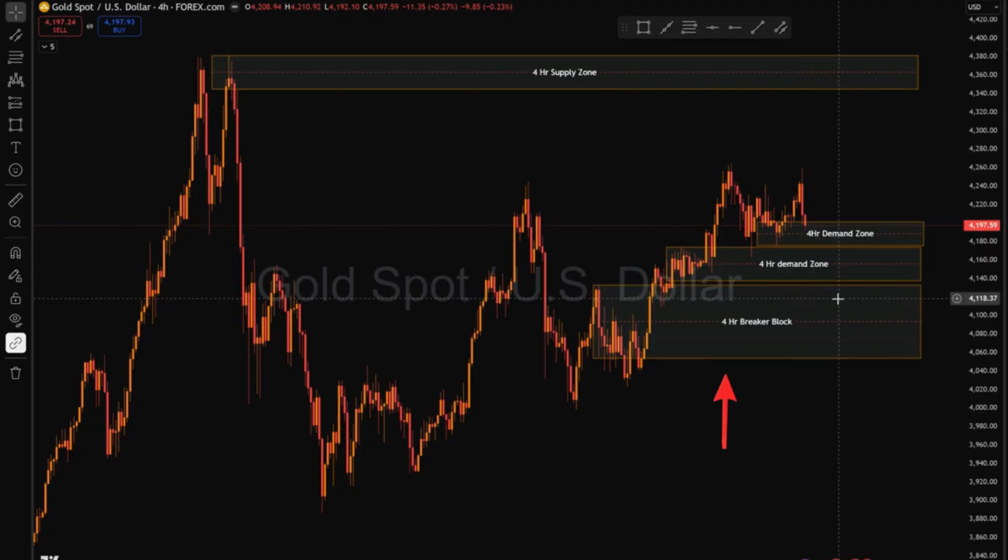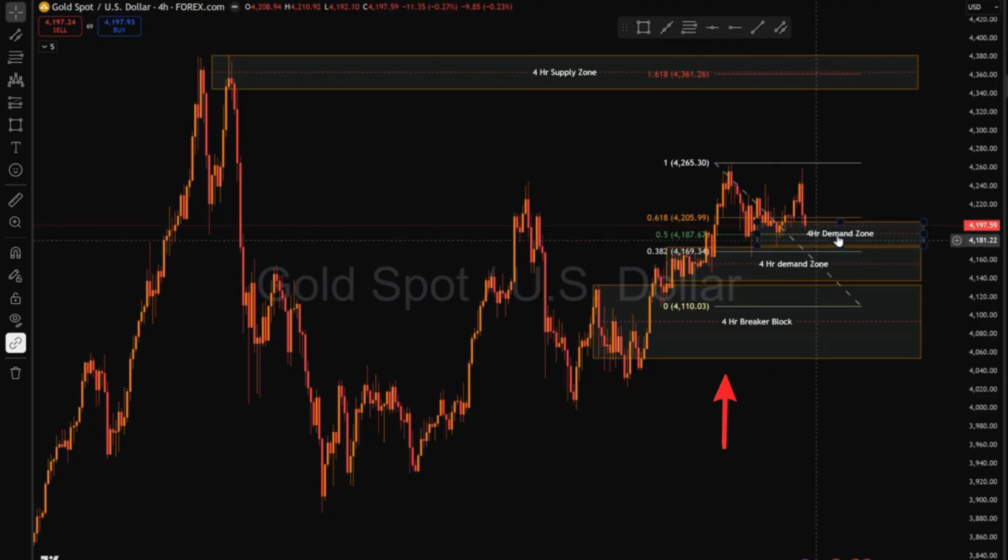2. Breaker block. Beneath these zones is a major 4-hour breaker block between roughly 4,070 and 4,110. This acts as the last line of defense before a larger correction unfolds.